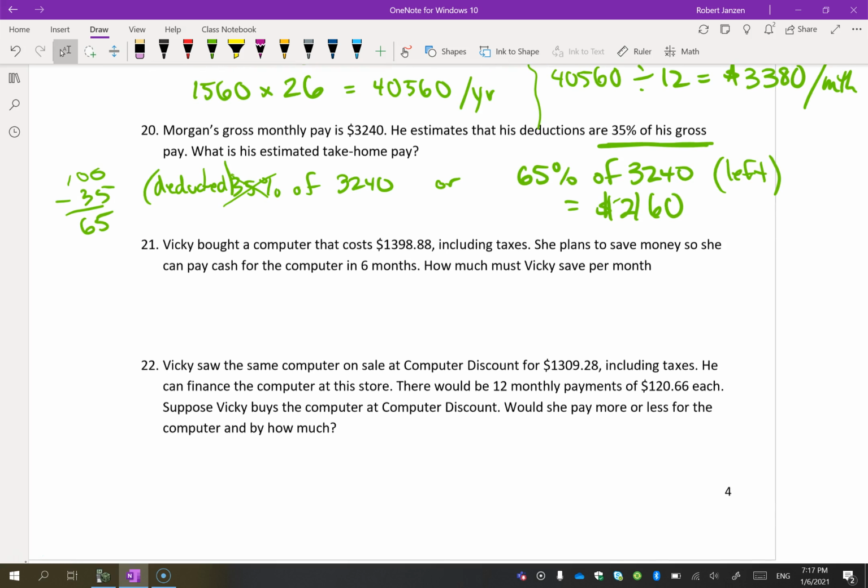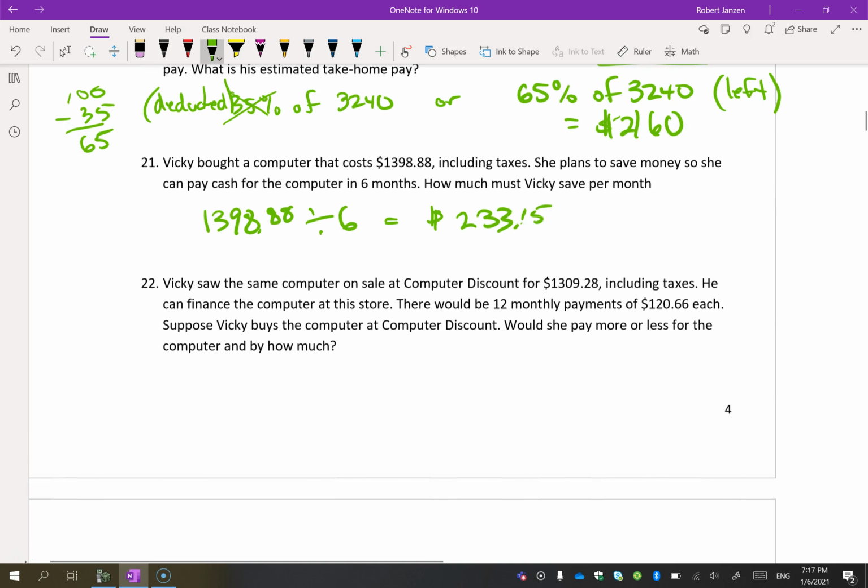All right, Vicky bought a computer that costs $1,398, including taxes. She plans to save money so she can pay cash for the computer in 6 months. So we want to know what is she saving per month. So we're saving for 6 months. Okay, Vicky saw the same computer on sale, cheaper. It's $1,309.28 including taxes.